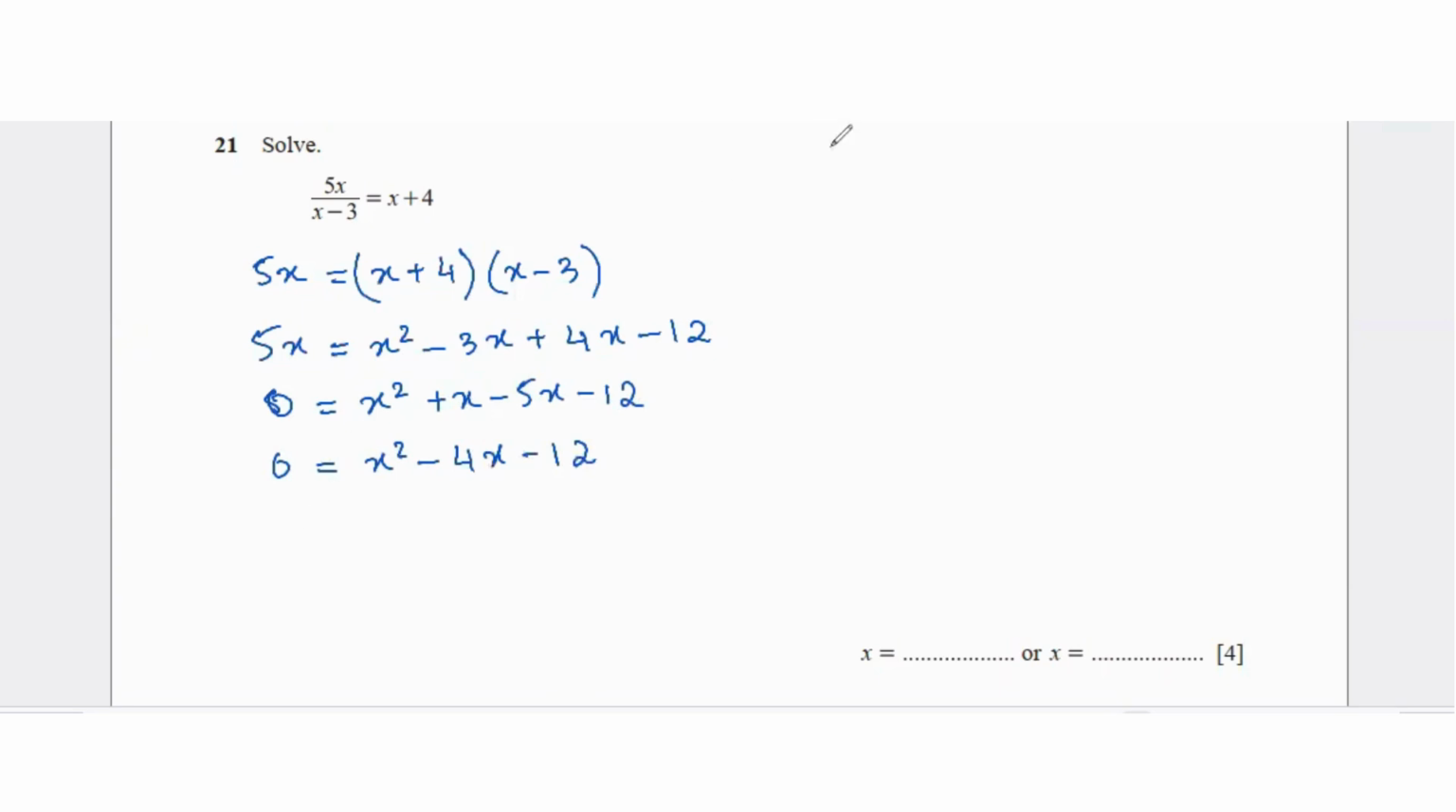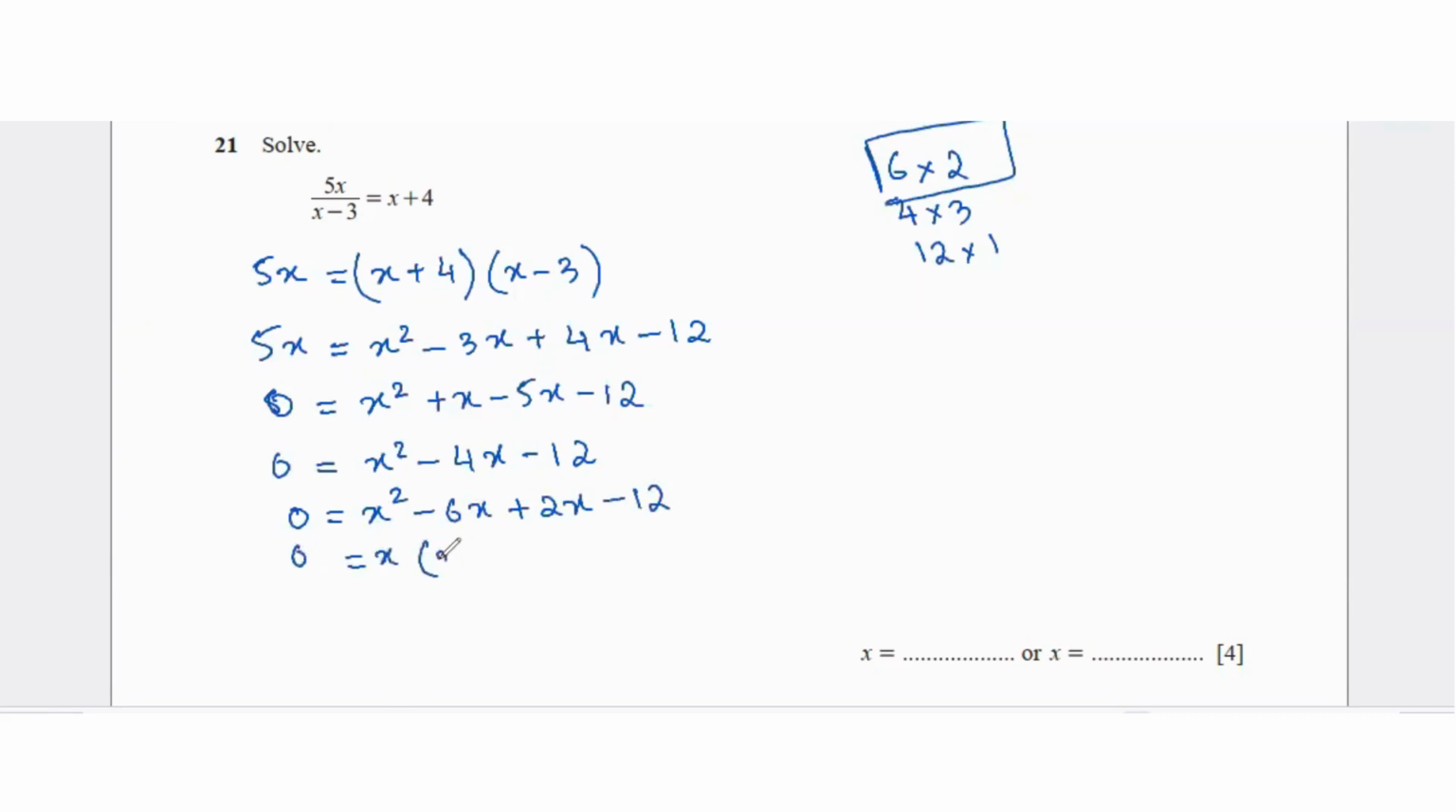Find factors of 12. Factors of 12 are 6 and 2, 4 and 3, 12 and 1. I'm going to pick 6 and 2 because if we subtract 6 from 2, we get negative 4. So we're going to replace negative 4x with negative 6x plus 2x. Then we're going to do factor by grouping. So x times x minus 6 plus 2 times x minus 6. x minus 6 times x plus 2. And x is 6 and negative 2.